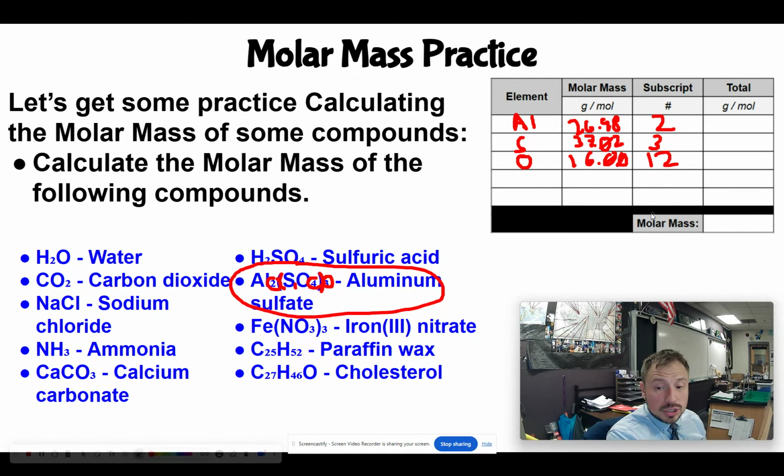Now all you do is you just multiply across. So this is going to be 53.96. This is going to be 96.21. And this is going to be 192 even. I'll put 0.00.